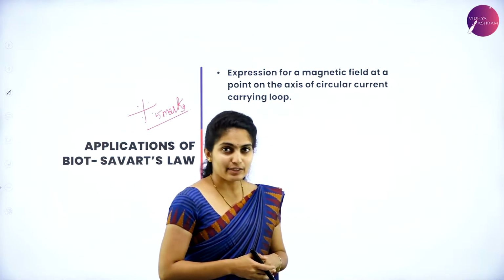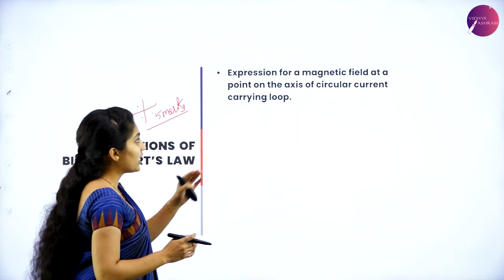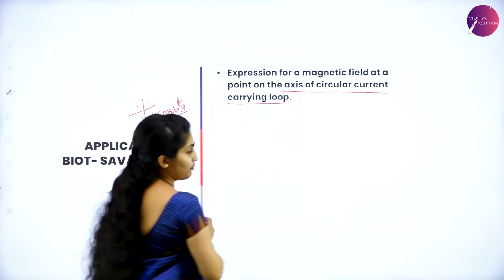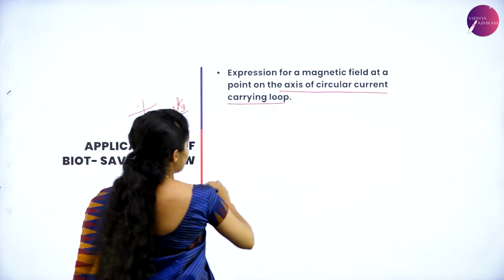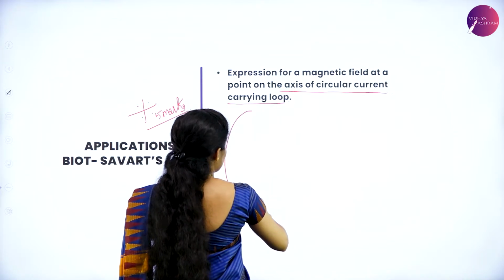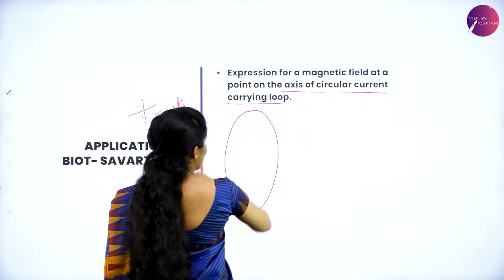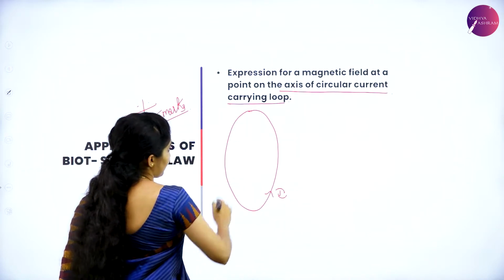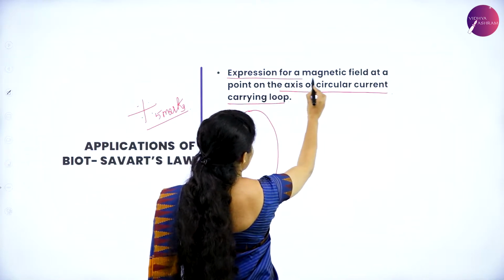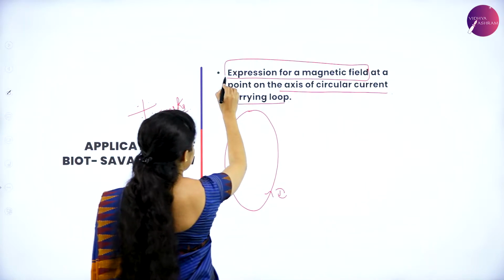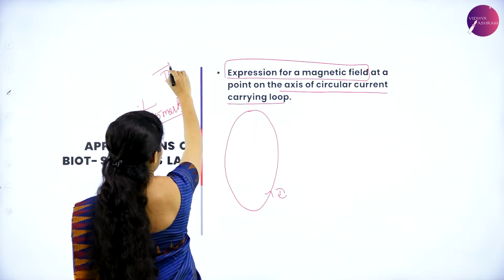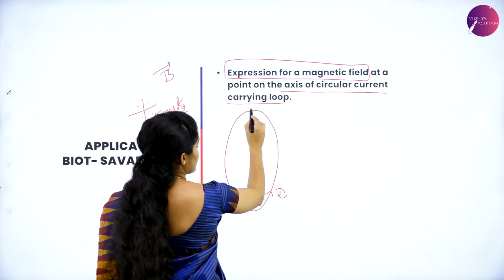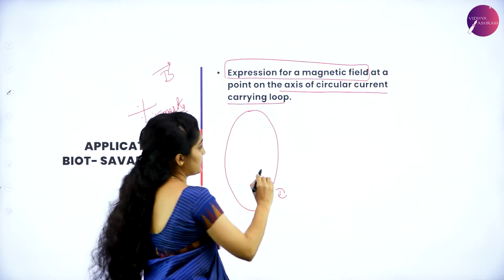Expression for a magnetic field at a point on the axis of a circular current carrying loop. So here the diagram to be drawn is, this is a circular loop and it carries a certain current I. We have to give the expression for a magnetic field. That means we have to find what is B or dB at a point on the axis. So this is the axis, so at a certain point they have asked.